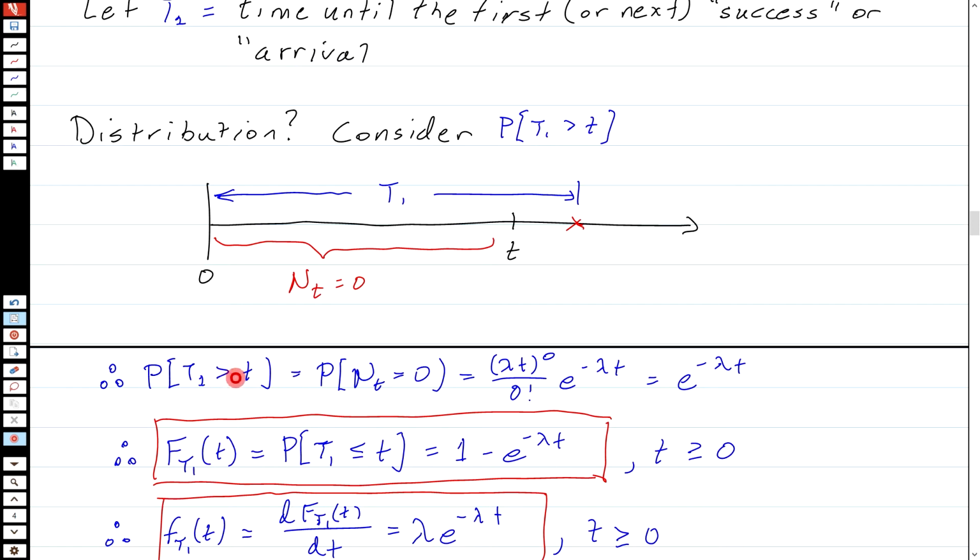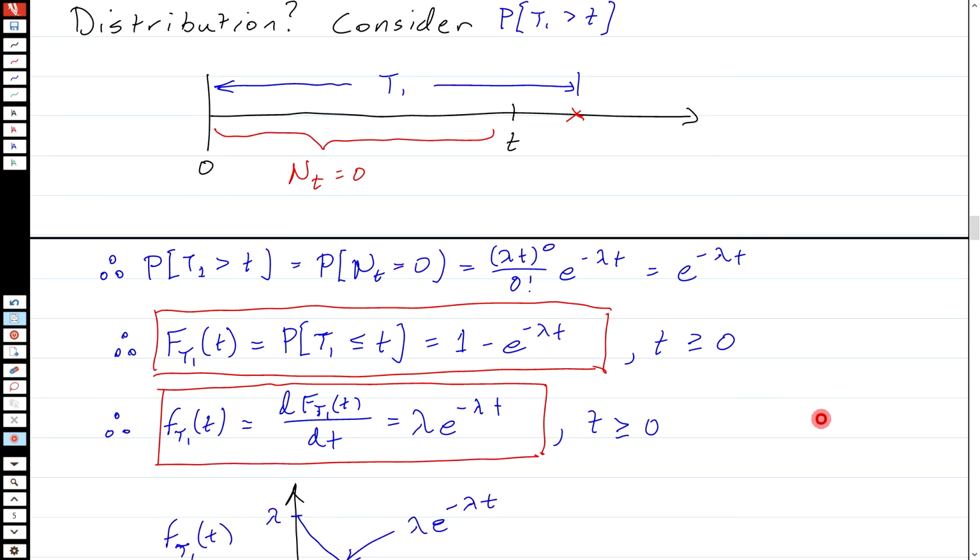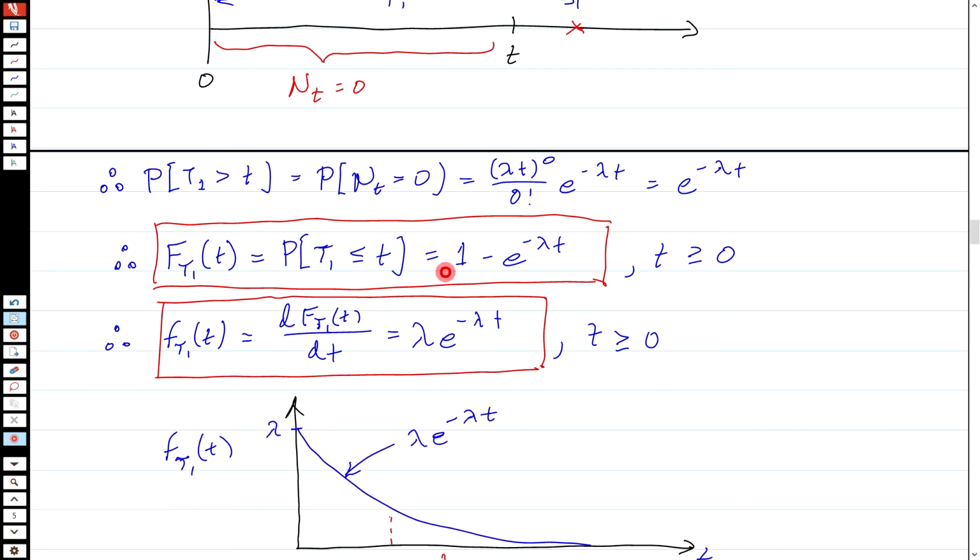Now this is a greater than. If I turn it to a less than, then I get capital F of T1. So the cumulative distribution function of T1, the probability that T1 is less than or equal to t, is going to be 1 minus this thing, which is 1 minus e to the minus lambda t. And this is for any t greater than or equal to 0. If I actually want the probability density function, I can differentiate this, and I get little f of t1 equal to lambda e to the minus lambda t, again for t greater than or equal to 0.